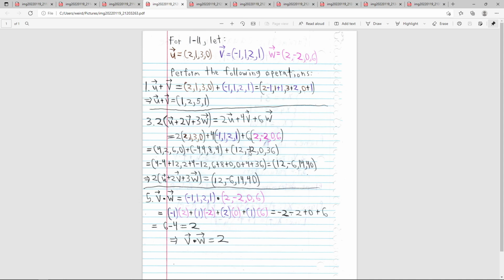And when you get your things multiplied, you just add them, component by component, all 3 components. So 4 minus 4 plus 12, 2 plus 4 minus 12, and so on. And eventually, at the end, I reevaluate, and 2u plus 4v plus 6w is equal to 12, -6, 14, 0. That's your final answer.